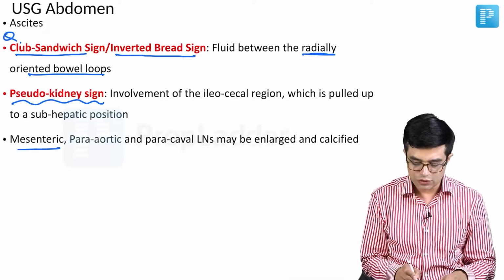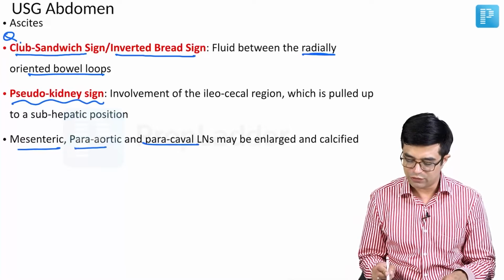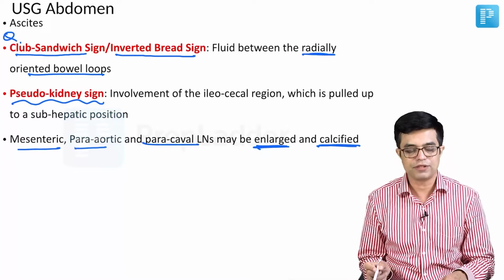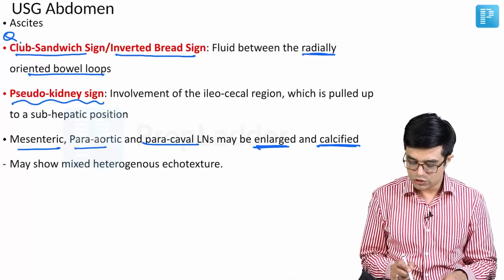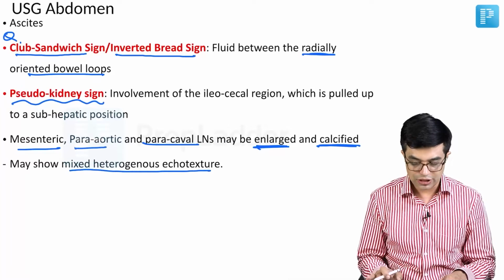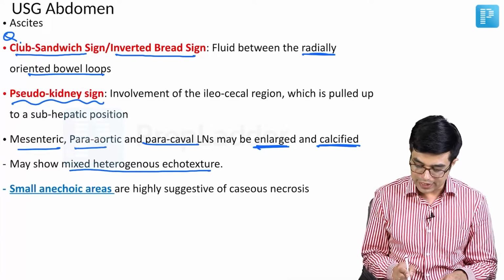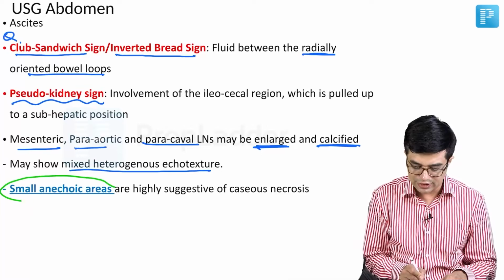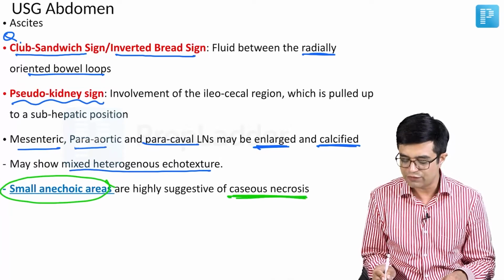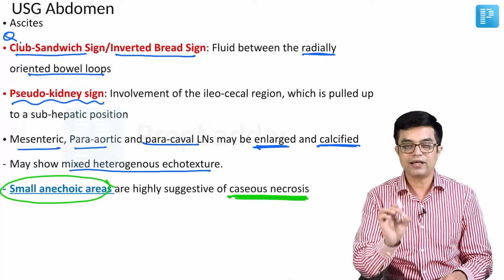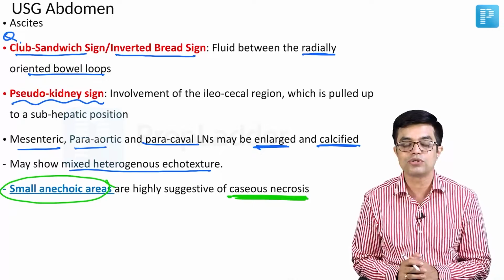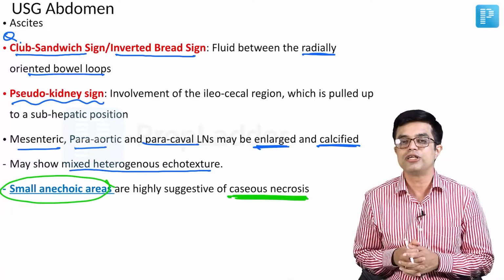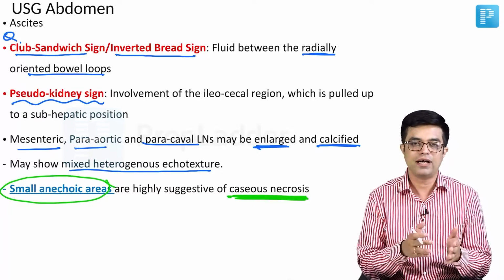Then mesenteric lymph nodes, para-aortic lymph nodes and paracaval lymph nodes may be enlarged and they may be calcified. The lymph nodes will show mixed heterogeneous echotexture, and if you find anechoic or hypoechoic areas in the lymph nodes, they are highly suggestive of caseous necrosis.